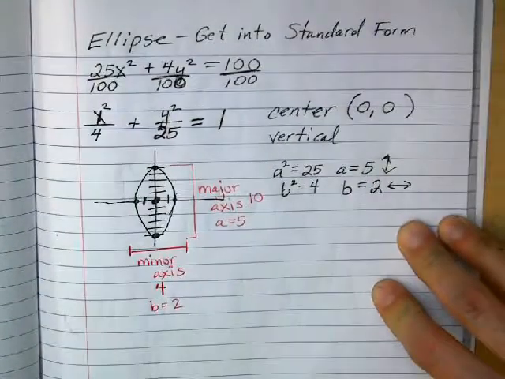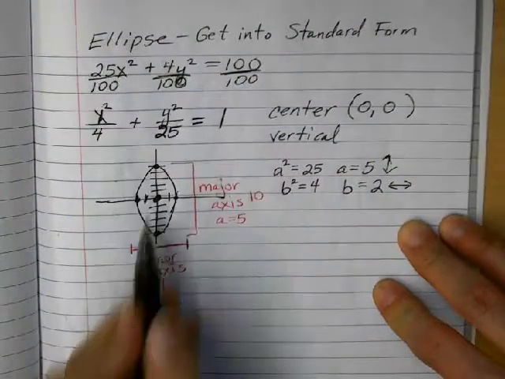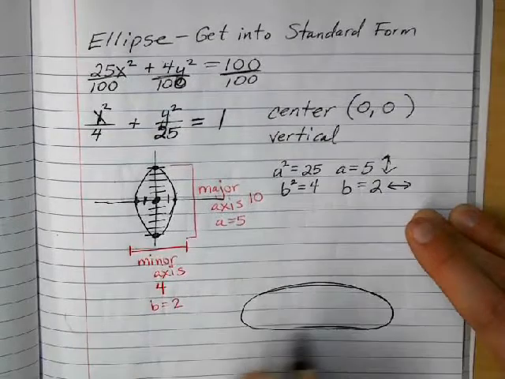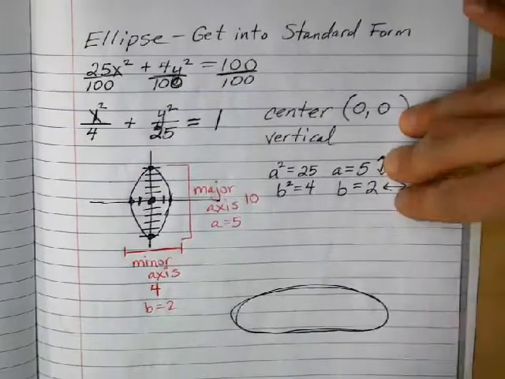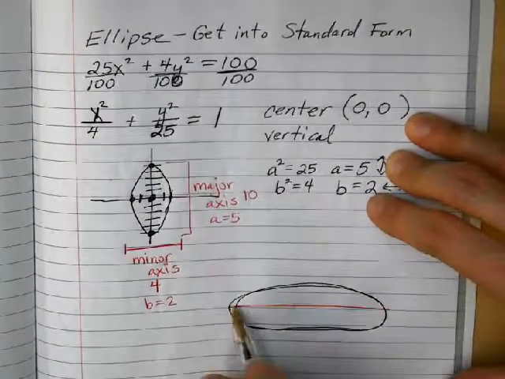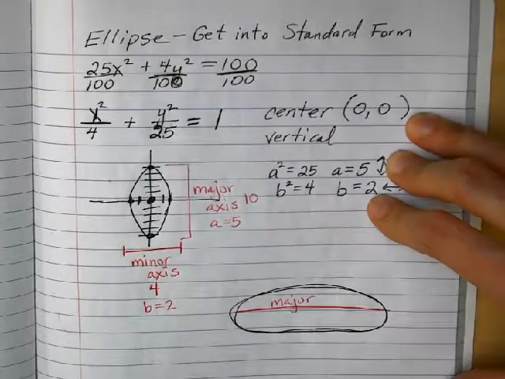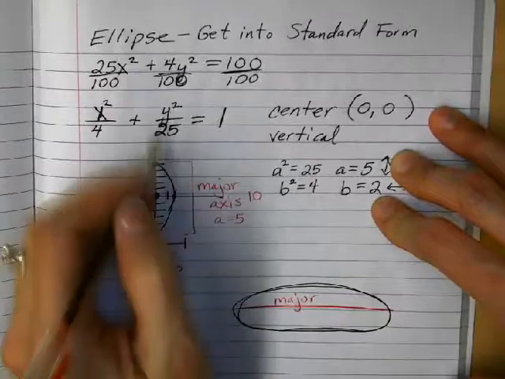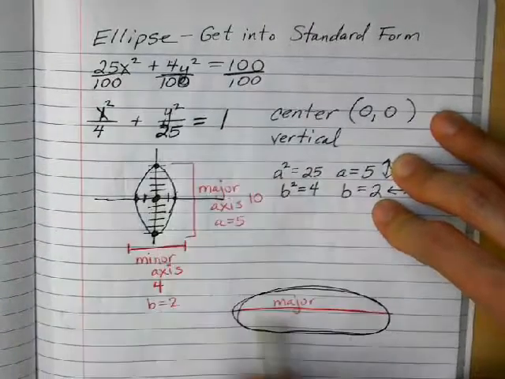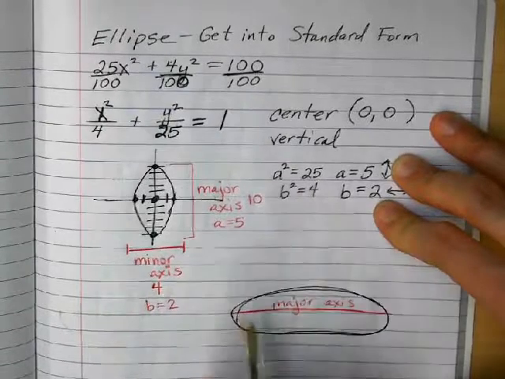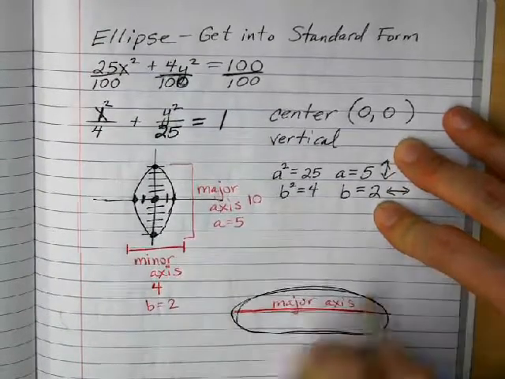And again, if your ellipse went this way, then this whole thing would be the major axis. See, it's just like different orientations. If it's longer up and down, then the major axis is up and down. If it's longer this way, then that's the major axis. So if I told you the major axis was 14, could you figure out what A is?